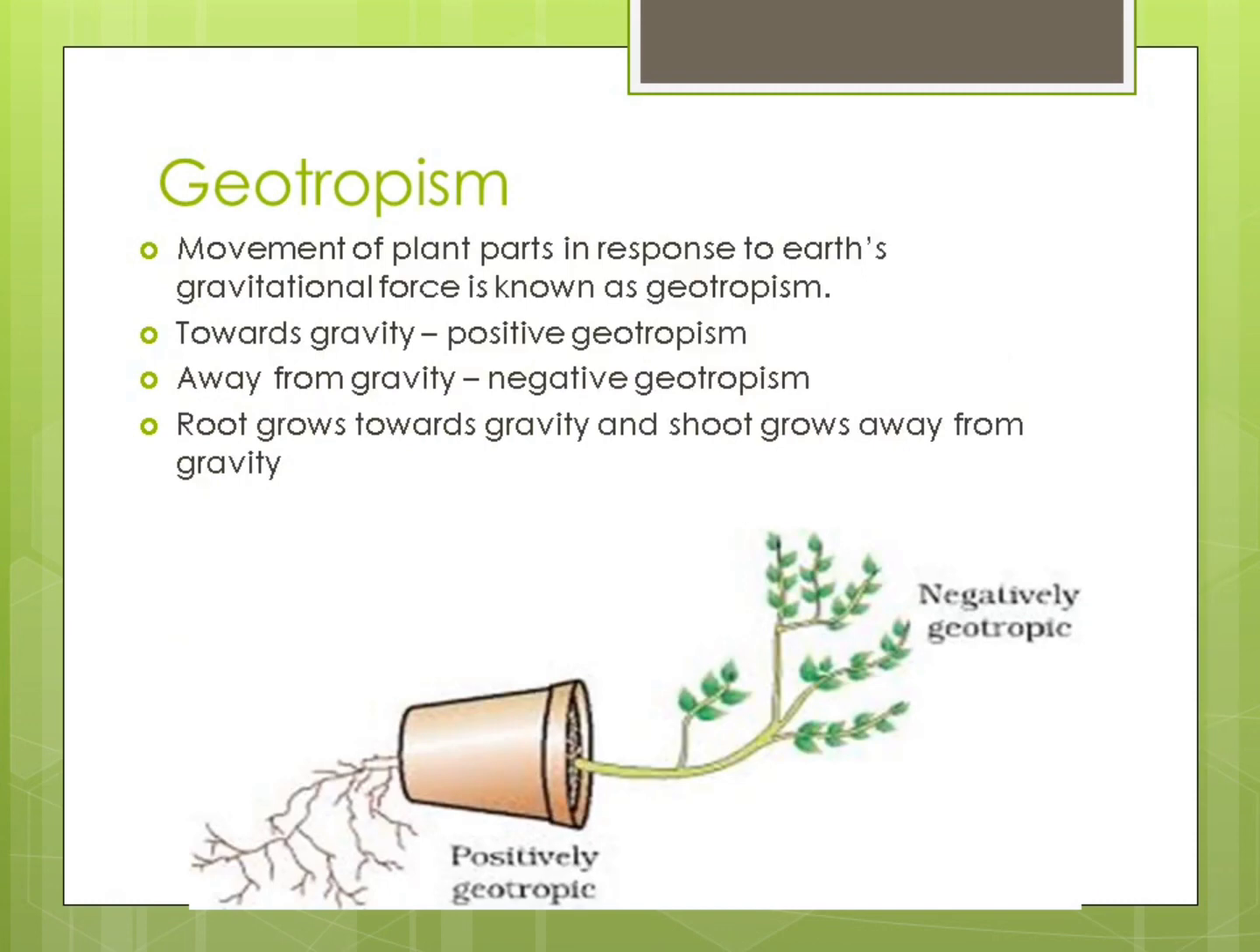Geotropism. Movement of the plant parts in response to Earth's gravitational force is known as geotropism, or it is also called gravitropism. When the movement is towards gravity, it is called positive geotropism, and when it is away from the gravity, it is called negative geotropism. So root grows towards gravity, so it is showing positive geotropism, and the shoot grows away from the gravity, so it is showing negative geotropism.